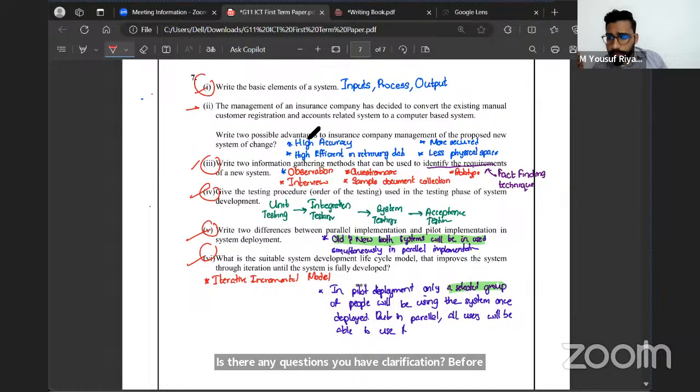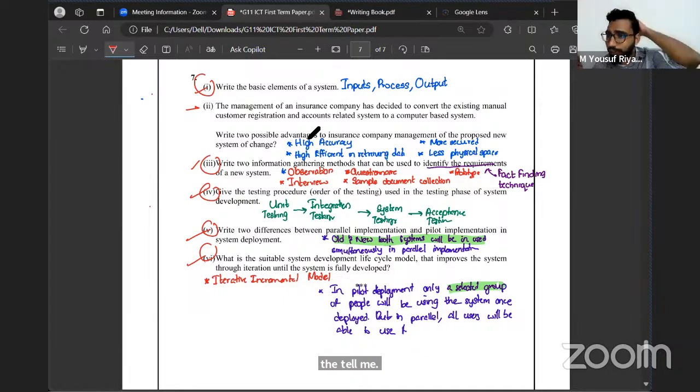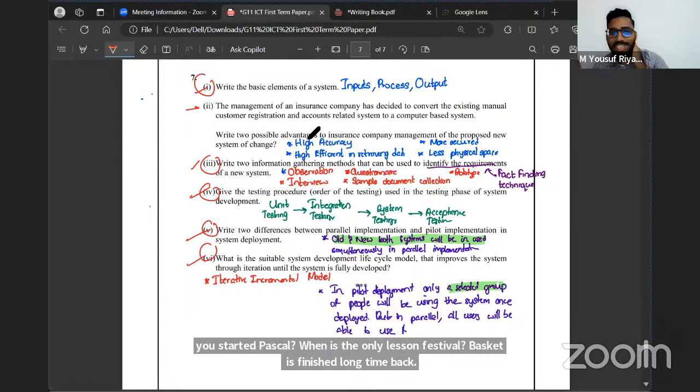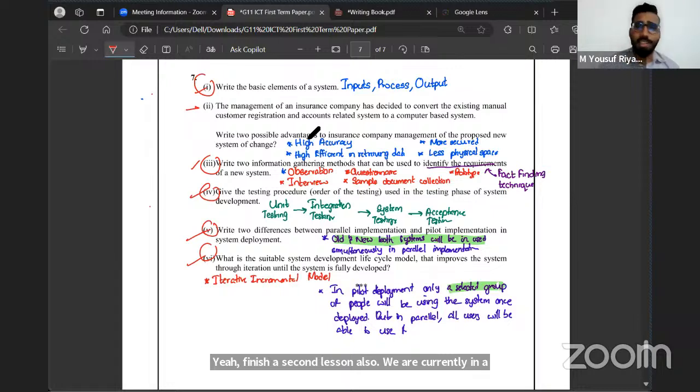Have you started Pascal? When is online lesson Pascal? Pascal was finished long time back. We have finished the second lesson also. We are currently in the third lesson. We'll be finishing the third lesson next week or the week after.